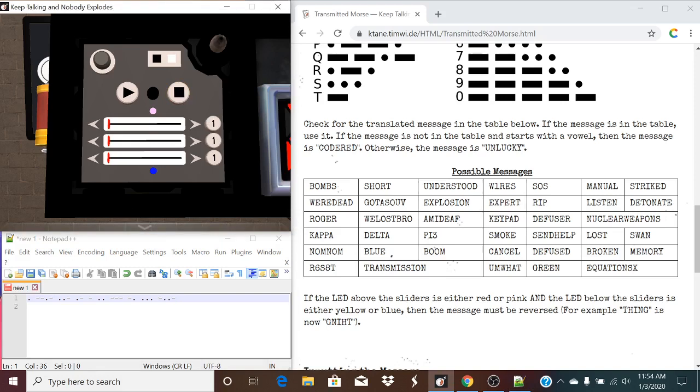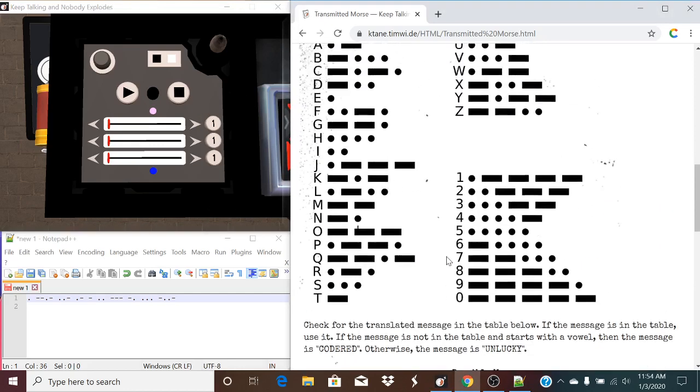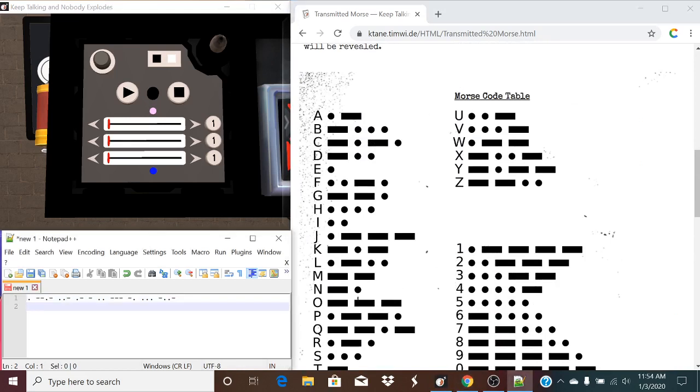Dash, dash, stop. Dash, dash, dash, stop. Stop. Dash, dot, dot, dash. Okay, good. That's our message. So now let's decrypt it.